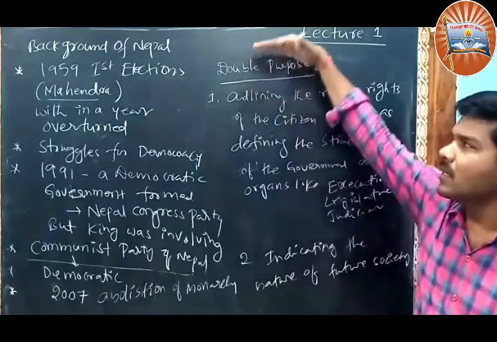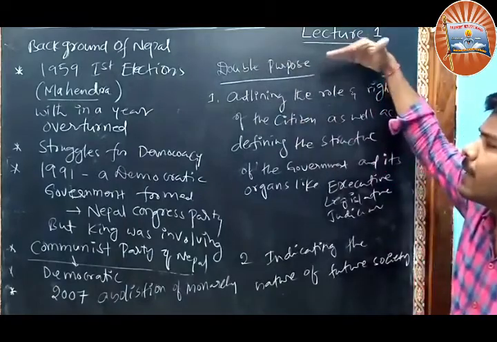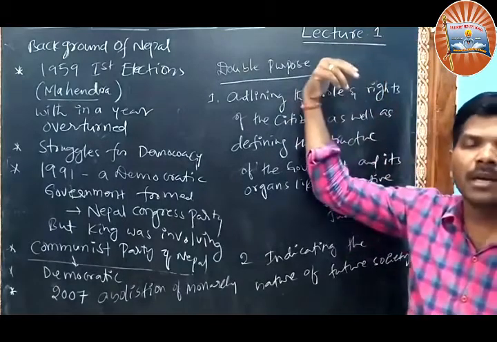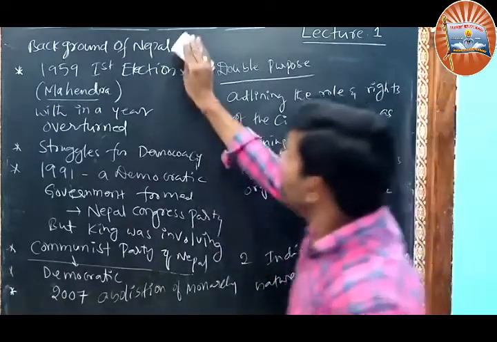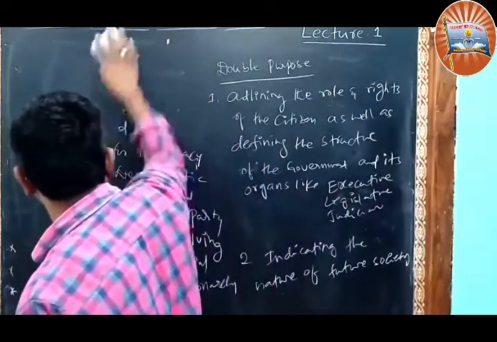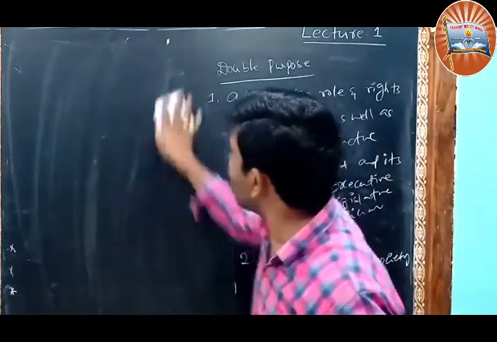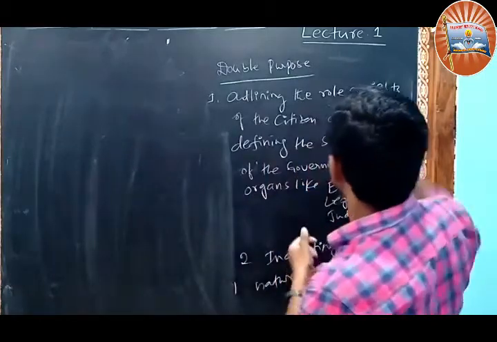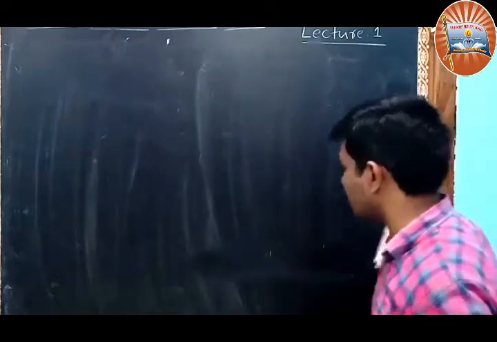So this is the double purpose of the constitution. It may come for 2 marks. In the beginning, in this topic, we have learned that Nepal abolished their monarchy. They started to draft an interim constitution.